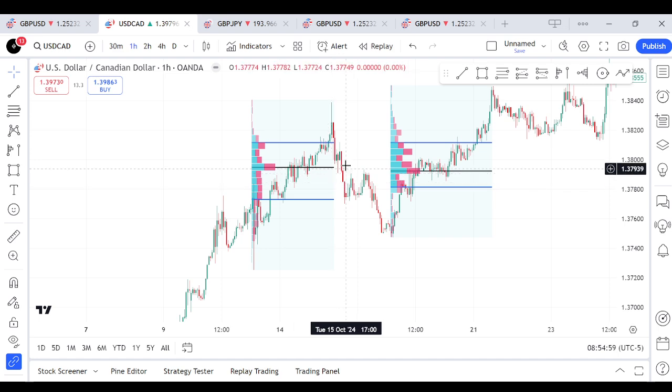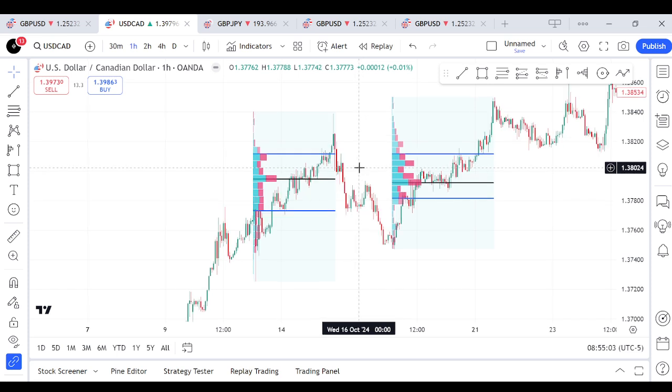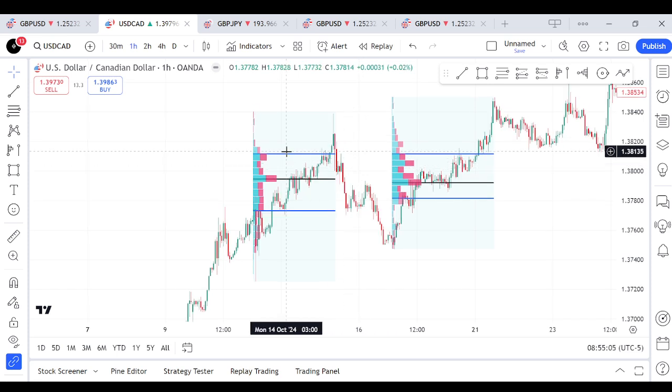The next component of the volume profile is the value area, and the value area is between these blue lines. This is the value area high, this is the value area low. The value area is a range of price where 70% of all trading volume took place. So it helps you understand where the market sees fair value.